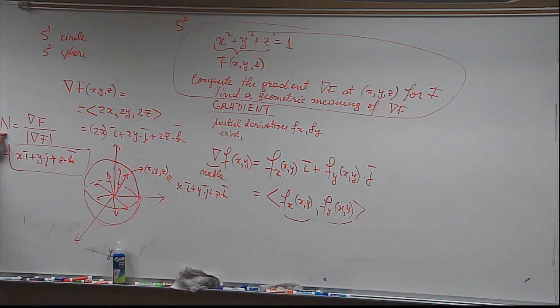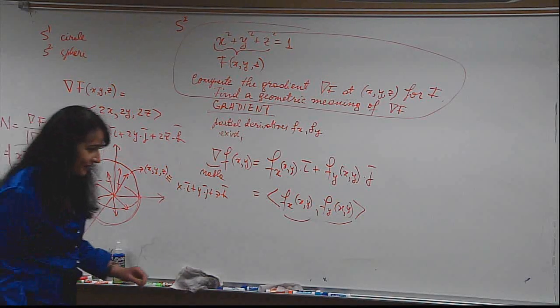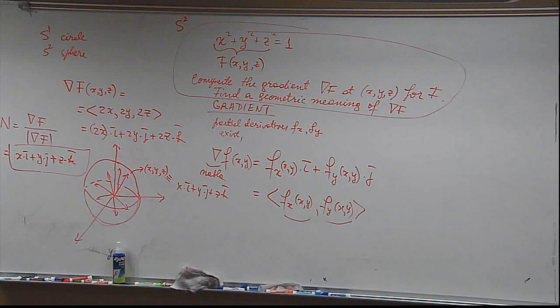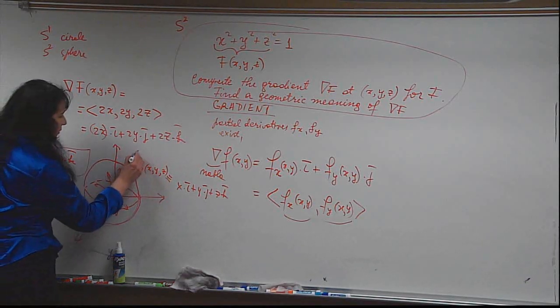Anybody who answers that gets a cough drop. Because that's the normal to the surface. Because that is the normal to the surface. You get the cough drop. Two of them. All right. So that's the normal to the surface, which would be a continuation of the position vector.